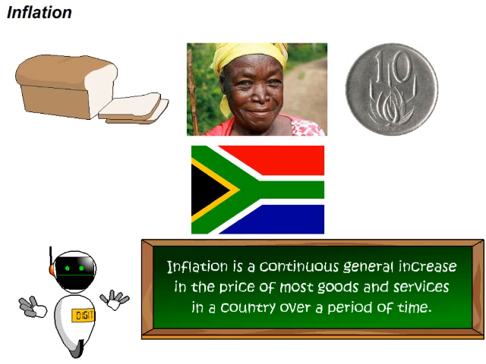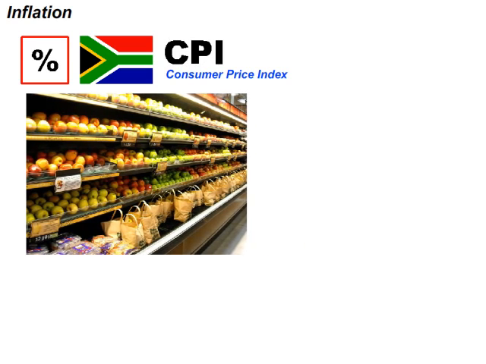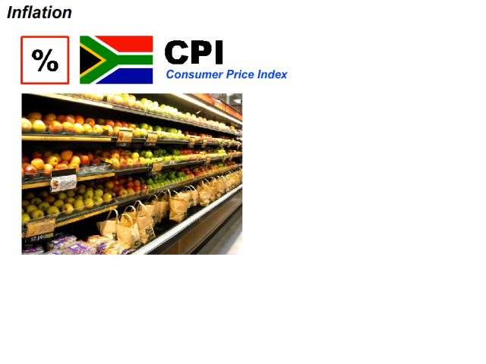Inflation is a continuous general increase in the price of most goods and services in a country over a period of time. Inflation rate is usually given as a percentage. In South Africa, the official measure of inflation is the CPI or Consumer Price Index. CPI shows the change in prices of a standard package of goods and services which South African households purchase for consumption. That's all you need to know about CPI.